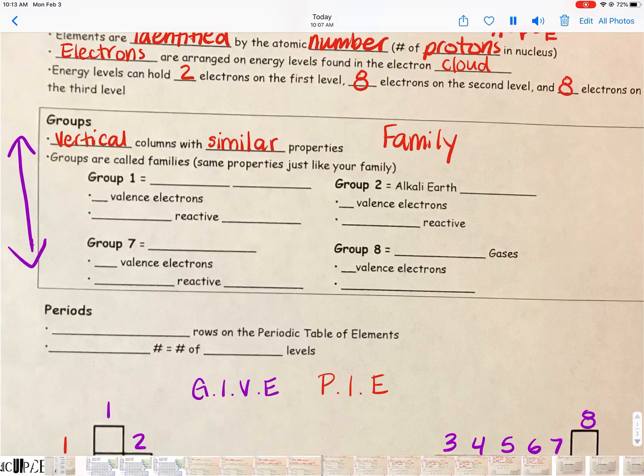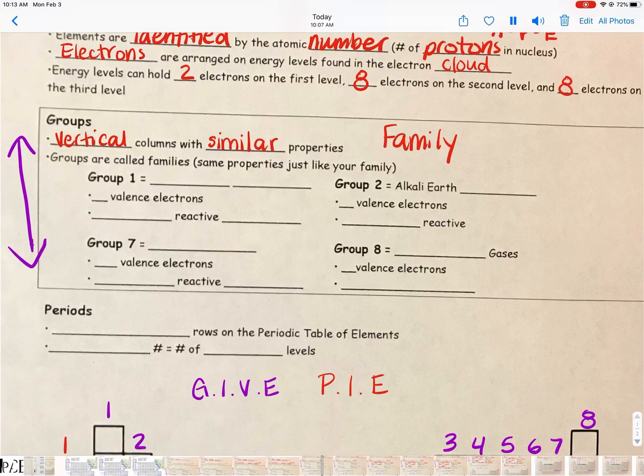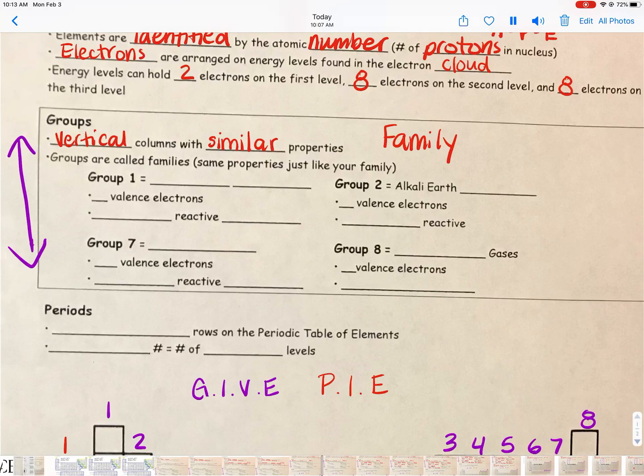If you compared yourself to your parents or to your immediate siblings, your full sister, full brother type thing, you share similar qualities. You probably have the same hair color, same eye color, maybe the same height, similar body shape. All of that is because you are family and you share the same DNA. For elements on the periodic table, if they are in the same group, in the same column, they behave the same way because they have the same number of valence electrons. So they have the same properties.